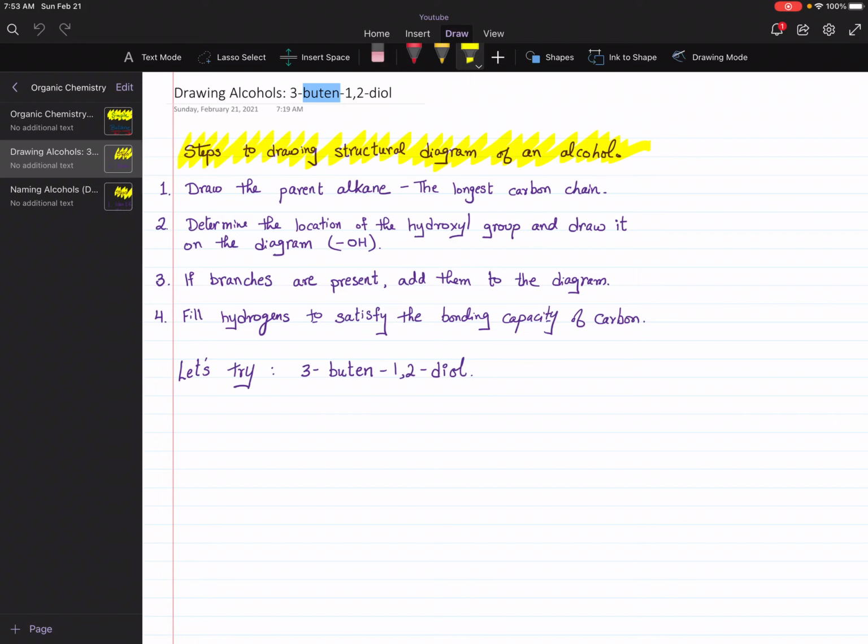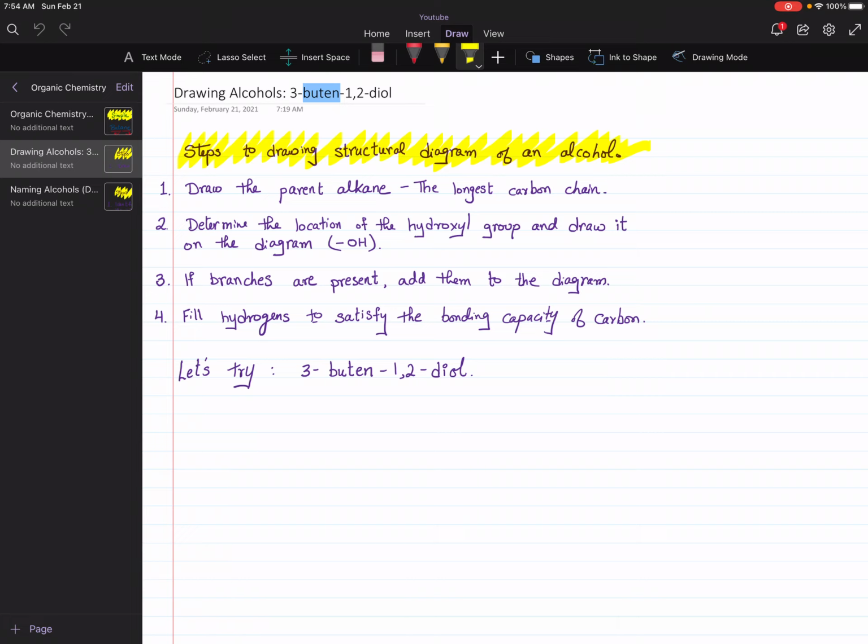Today I have something new for you, a lesson on a way to draw alcohols. I have a few steps outlined for drawing the alcohol, and then I'm going to go through an example of 3-butene 1,2-diol. So let's go through the steps first, and then we will try to draw the diagram.